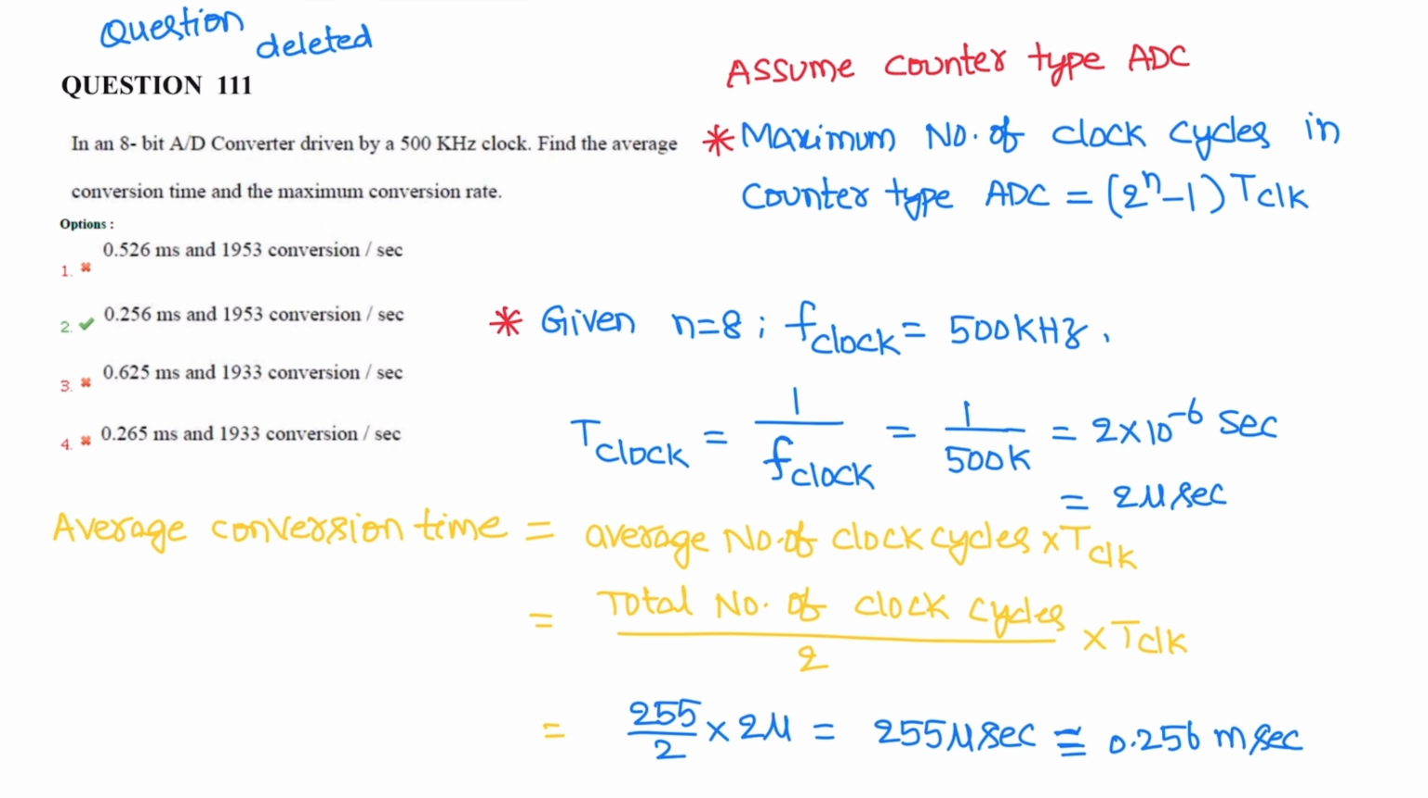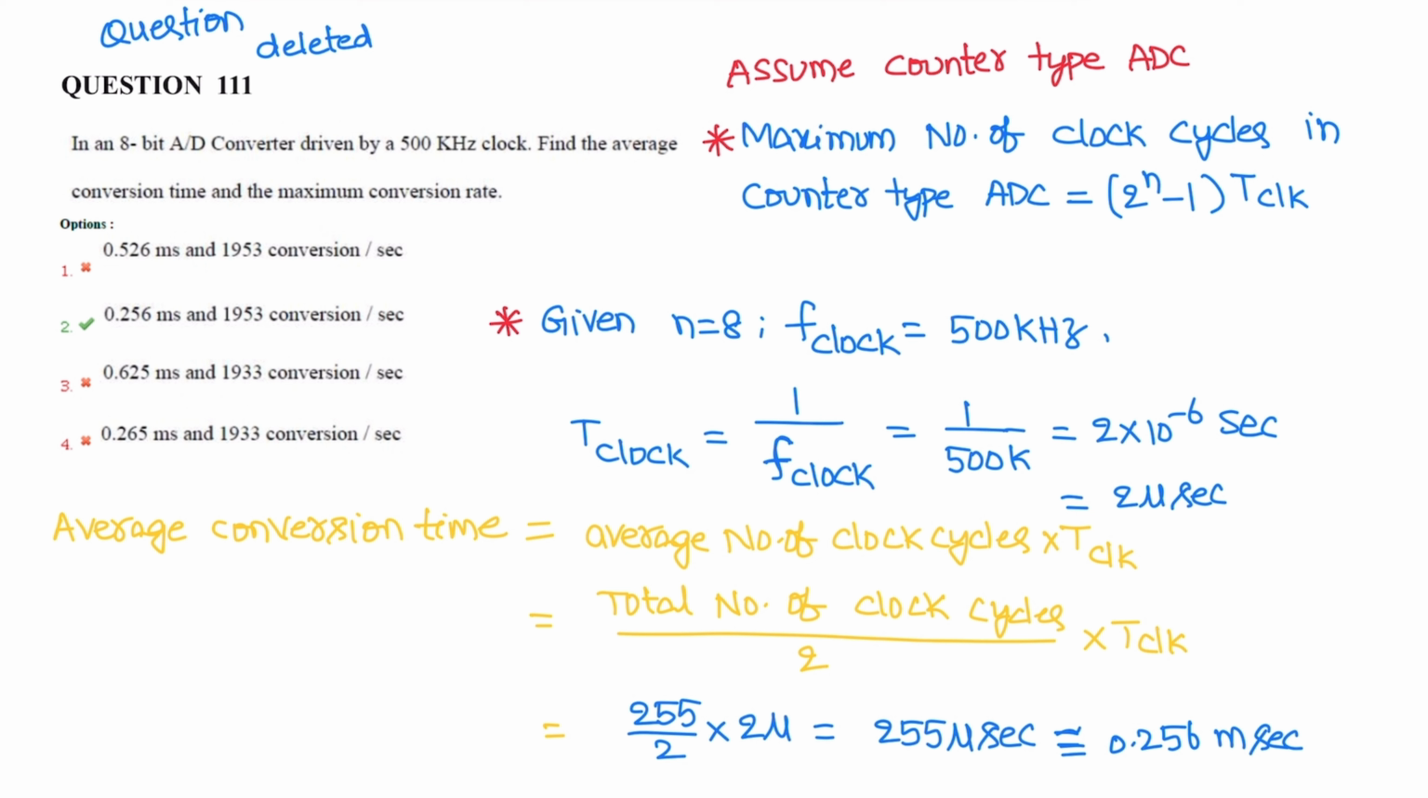Question number 111. Given an 8-bit analog to digital converter driven by a 500 kilohertz clock, find the average conversion and maximum conversion rate. In this question, they have mentioned A to D converter, but they did not mention what is the exact A to D converter, because the number of clock cycles for conversion in flash comparator type, successive approximation type, and dual slope analog to digital converter are different. So they did not mention which type of A to D converter, hence this question is deleted from the question paper.